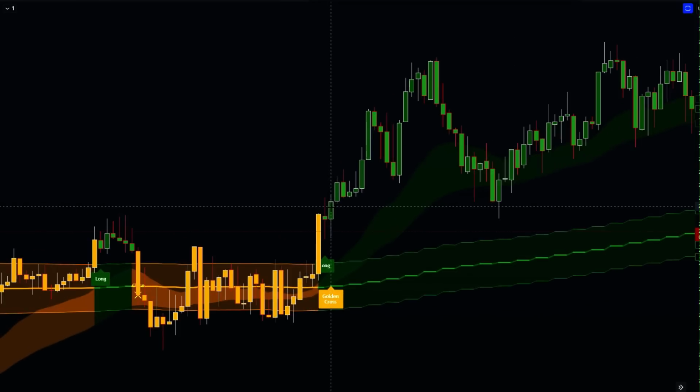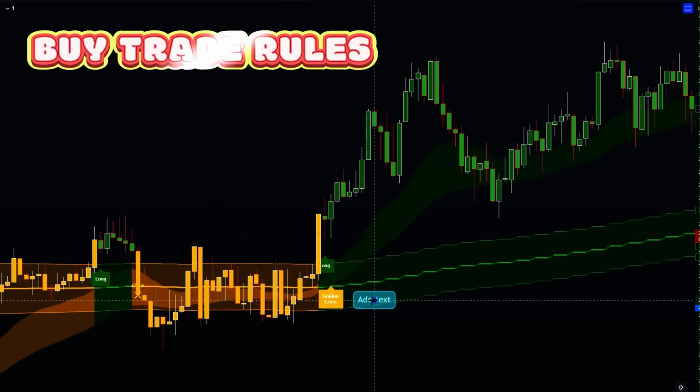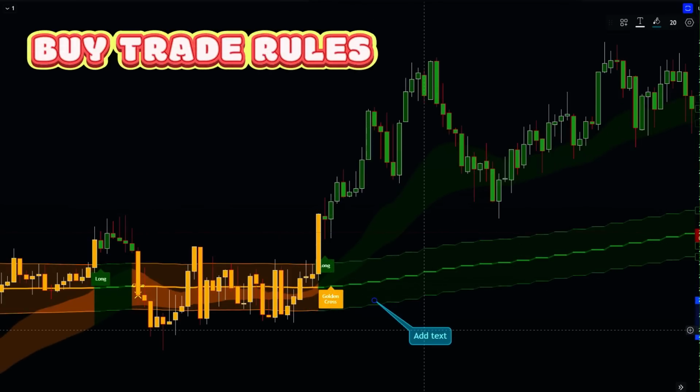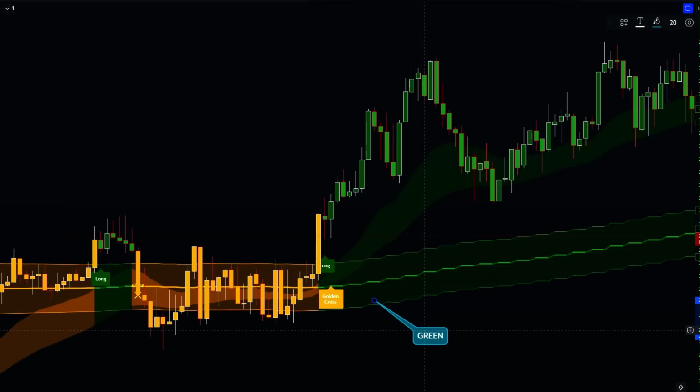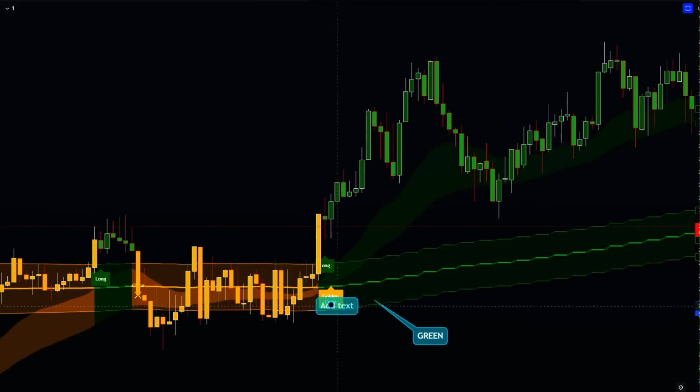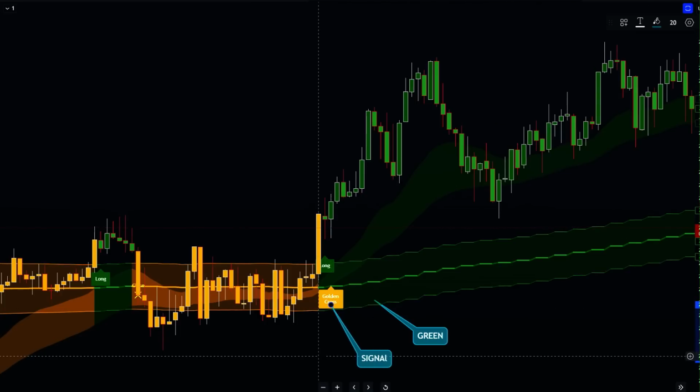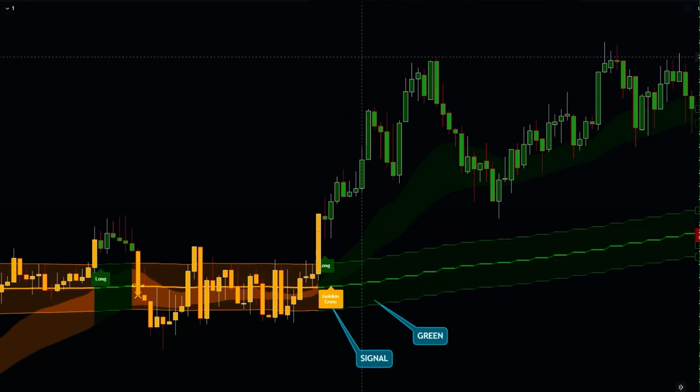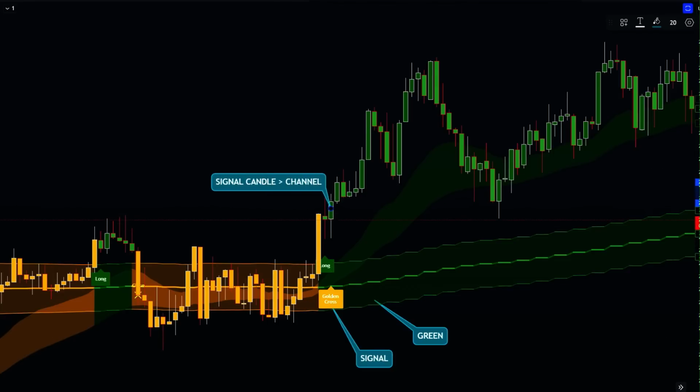Alright, now let's dive into executing a buy trade. First, we'll use the Mix 1 indicator to identify the trend. If the price is above the green channel, we're in an uptrend, so we should look for a buying opportunity. Next, we need to spot the signal candle. We're looking for a long signal candle that's also above the green channel, indicating the market is moving in our favor.